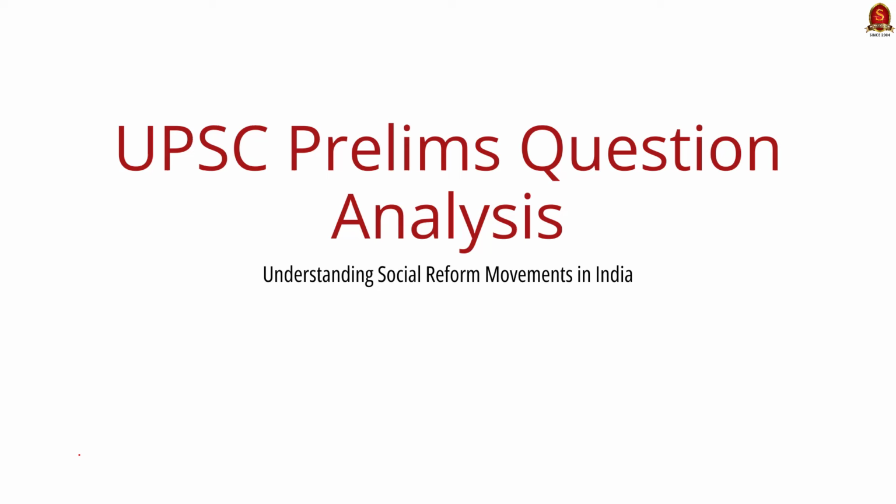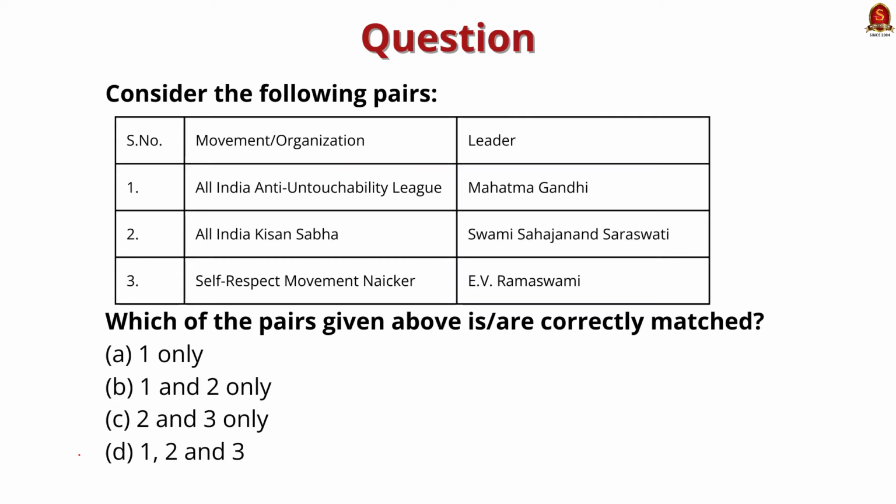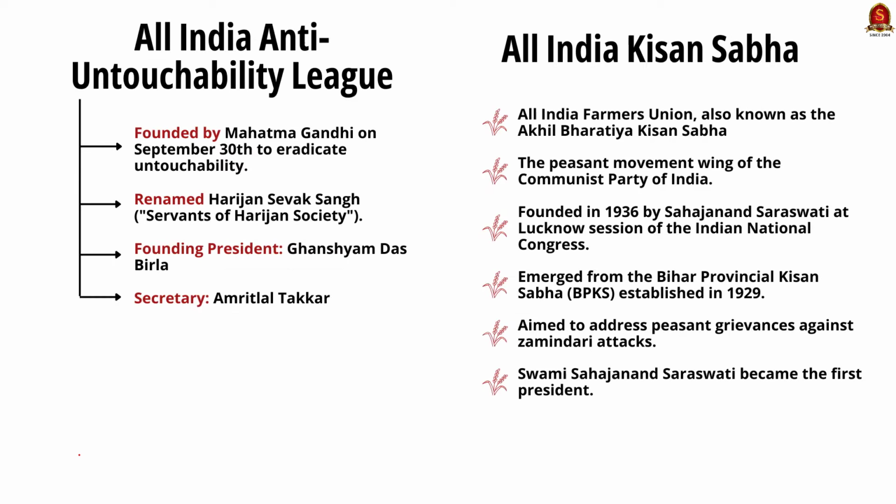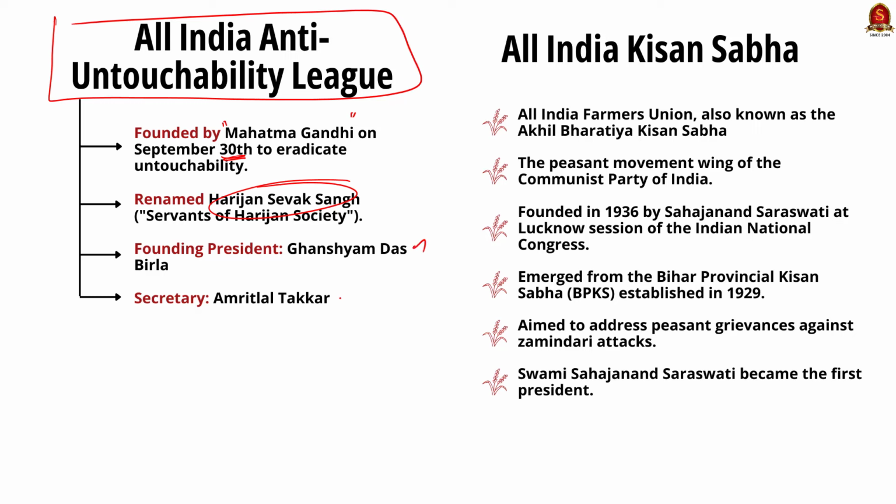Look at the second MCQ of the day. Here, a list of organizations is given and on the right side, we have been asked to match it with their corresponding leaders. Now let us see them one by one and solve. With respect to the first pair, on 30th September, Mahatma Gandhi founded the All India Anti-Untouchability League to remove untouchability in the society. This got later renamed as Harijan Sevak Sangh. At the time, industrialists like Ghanshyam Das Birla was its founding president with Amritlal Thakkar as the secretary. So, pair 1 is correct.